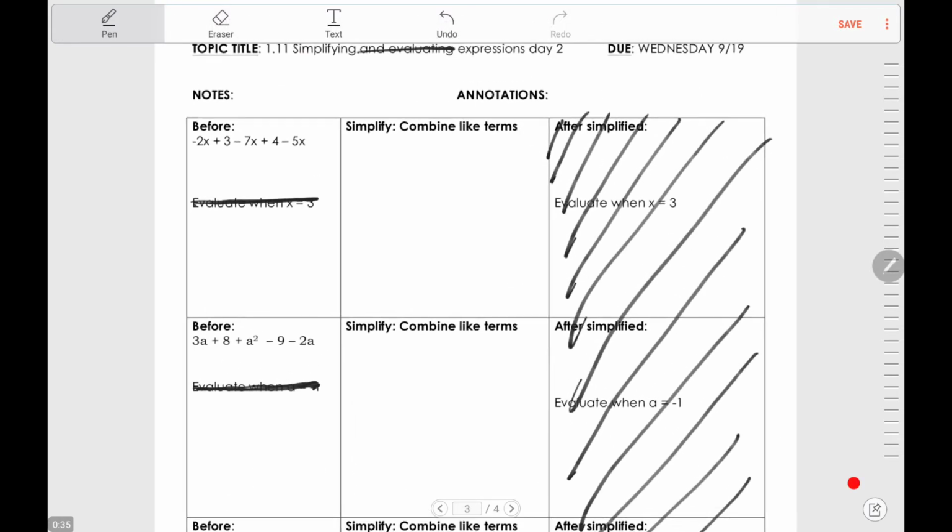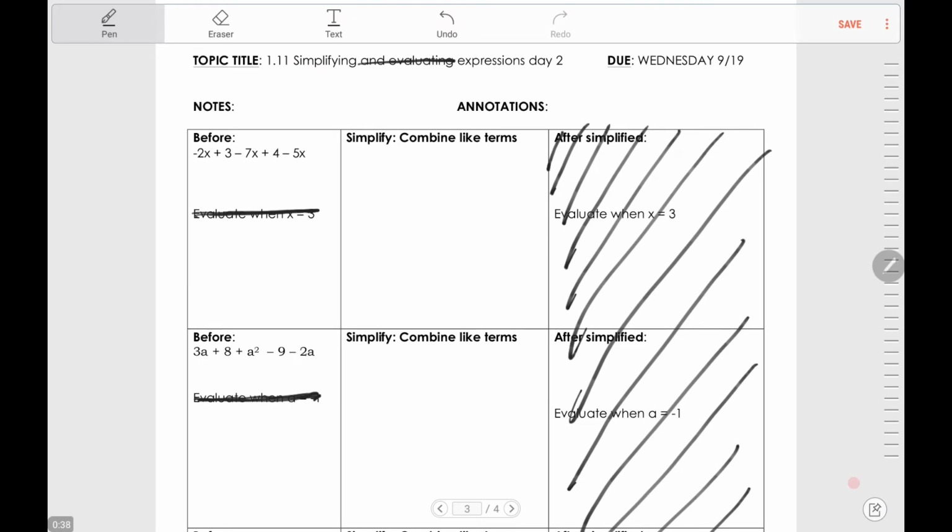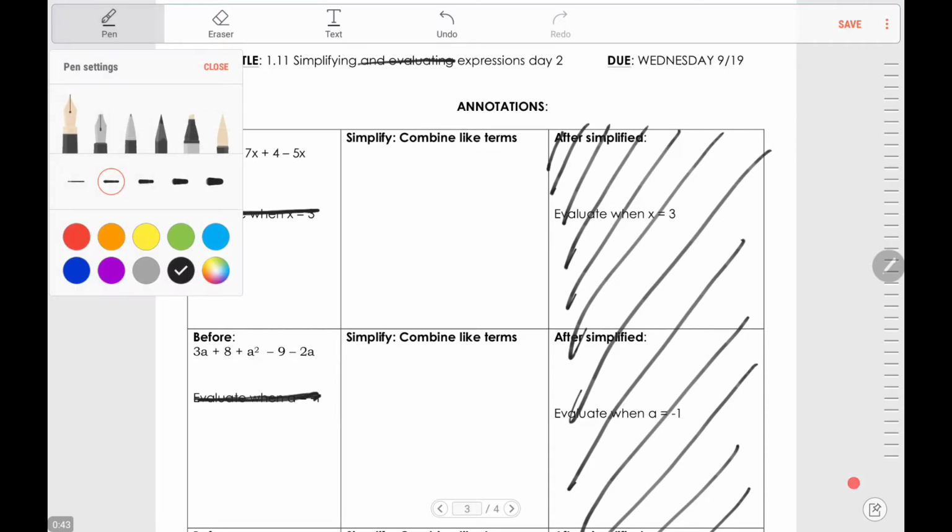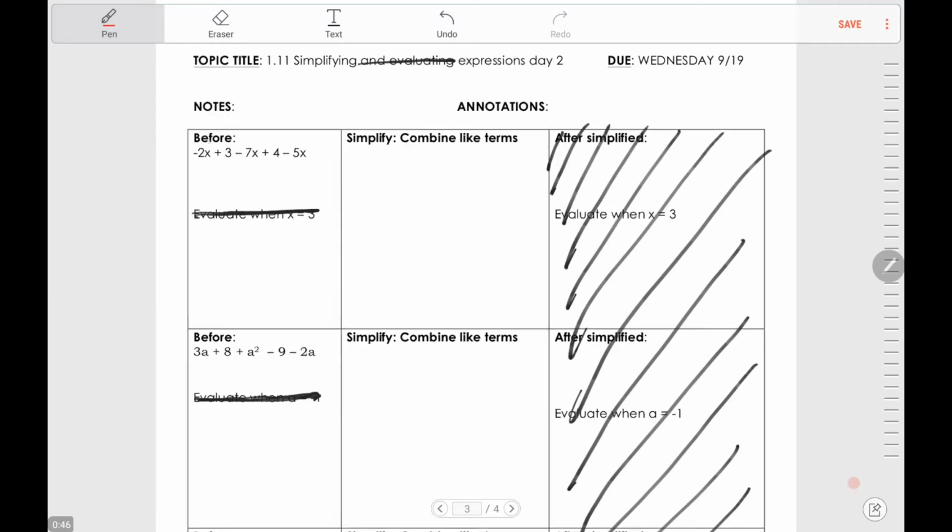Okay, so gonna move a little quicker this time. This is combining like terms day 2. We're practicing more simplifying. So let's start by identifying. I have my 2x and my negative 7x and negative 5x. That forms my first group. I'm going to simplify that, and that gets me negative 14x. That's going to be in my answer.